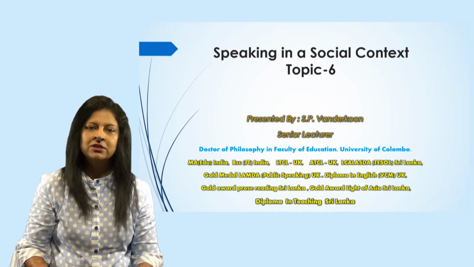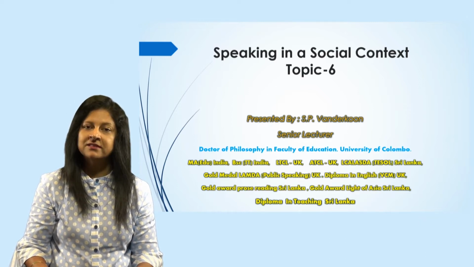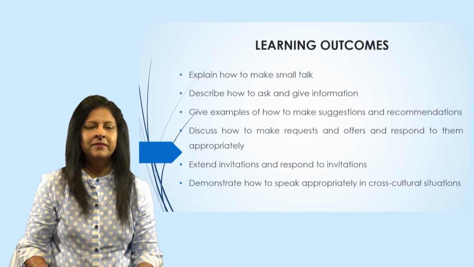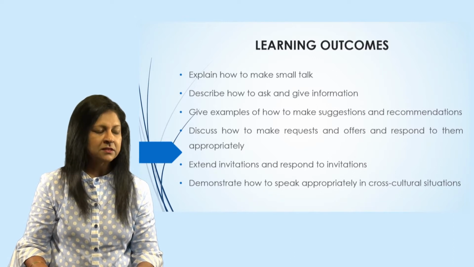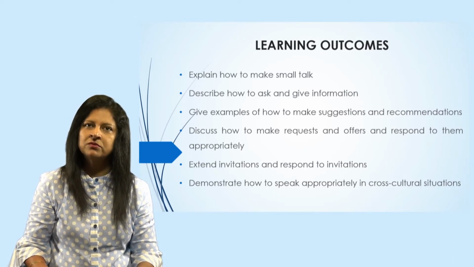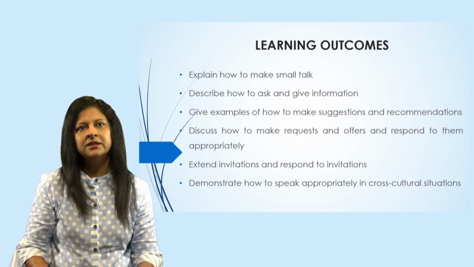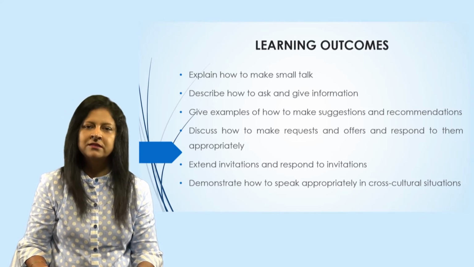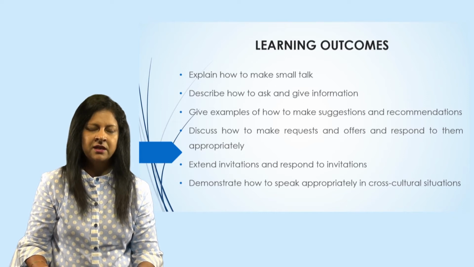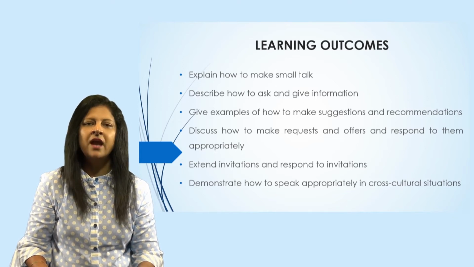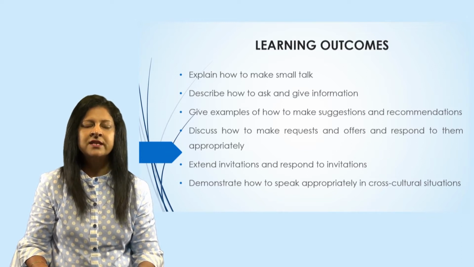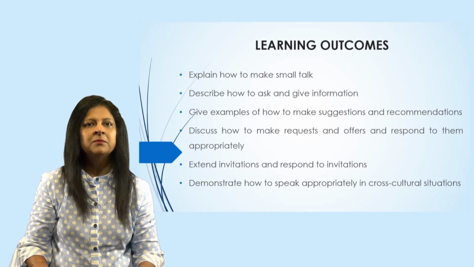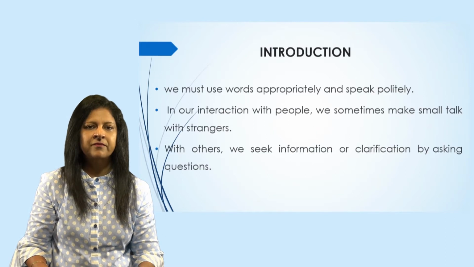Speaking in social context. Topic 6. Learning outcomes. Explain how to make small talk. Describe how to ask and give information. Give examples on how to make suggestions and recommendations. Discuss how to make requests and offer and respond to them appropriately. Extend invitations and respond to invitations. Demonstrate how to speak appropriately in cross-cultural situations.